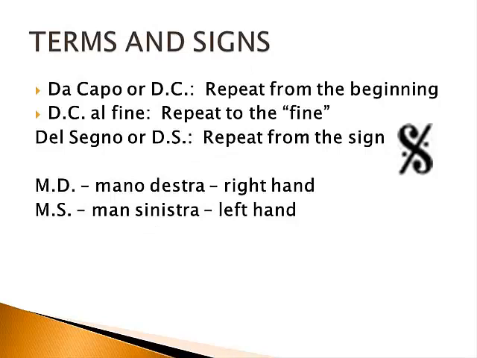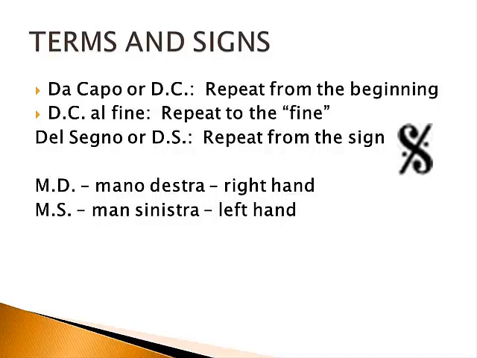You can also have a da capo or a DC. That means you're going to repeat from the beginning, and sometimes you'll see DC al fine. That means that you're going to go back and repeat it until you see the fine or the end. That's what fine means, is the end. Sometimes you'll see dal segno or DS. That means you're going to repeat from the dal segno sign. And this is what the dal segno sign looks like.